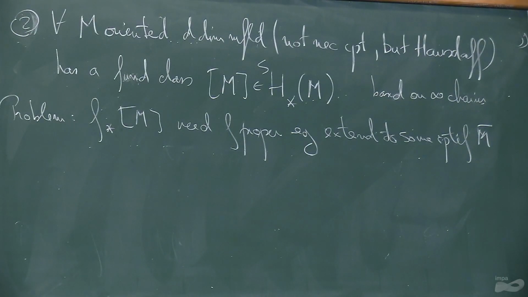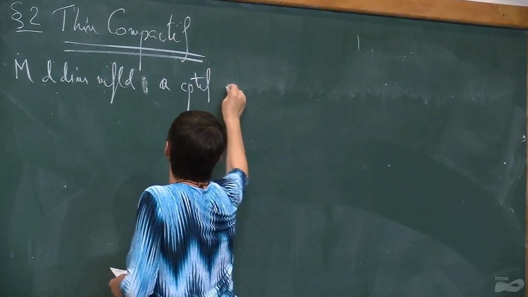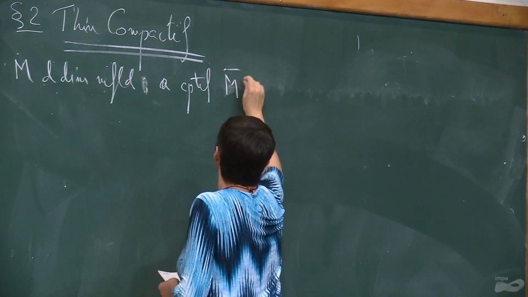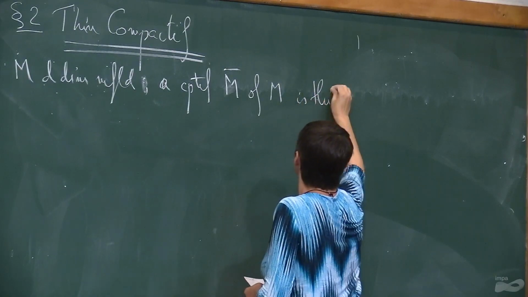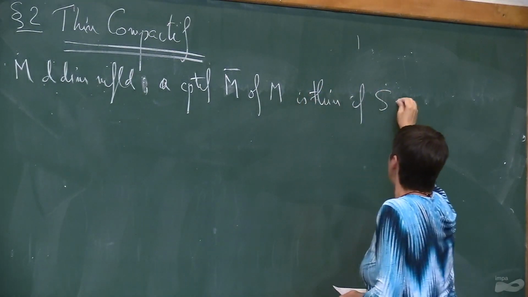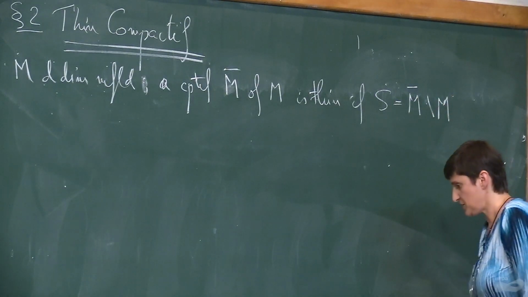So the setup here is that I have M, a d-dimensional manifold, oriented, not necessarily compact, but Hausdorff. A compactification, let's call it M bar of M, is thin if the singular locus, which is what you add to compactify, let me draw a picture.